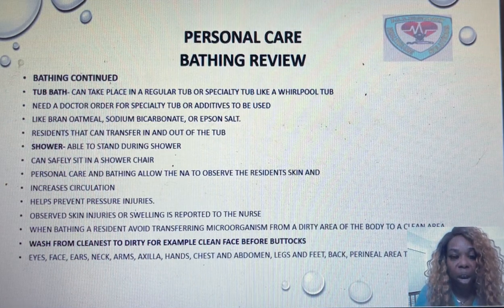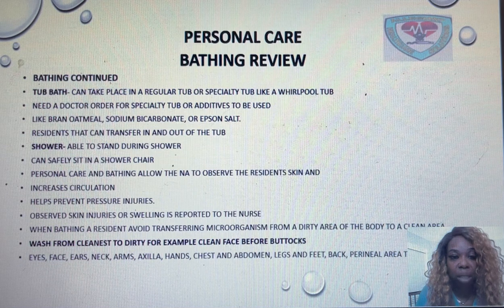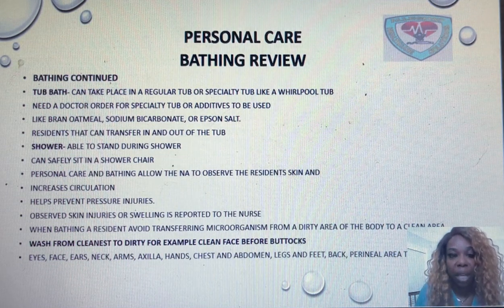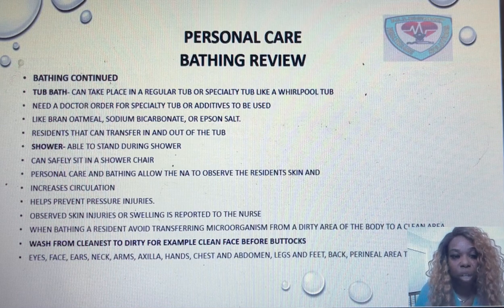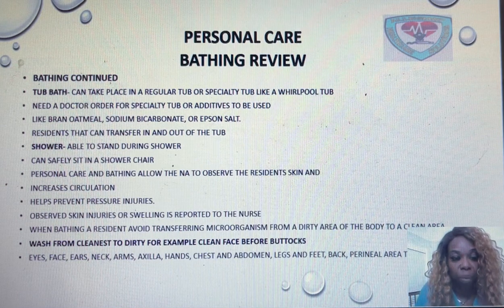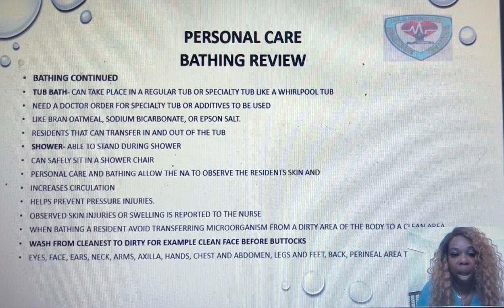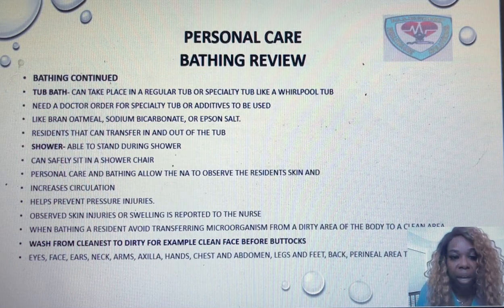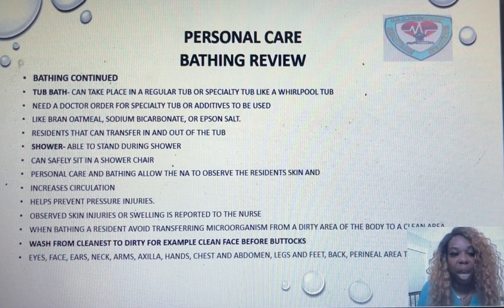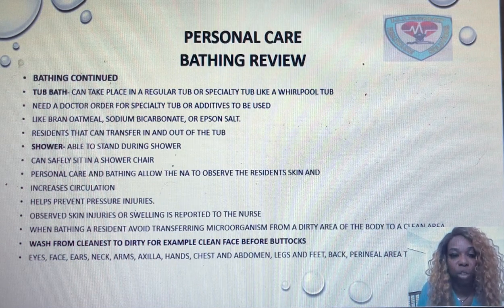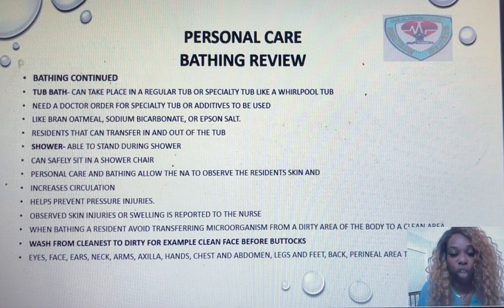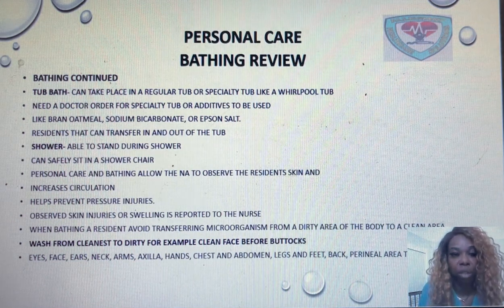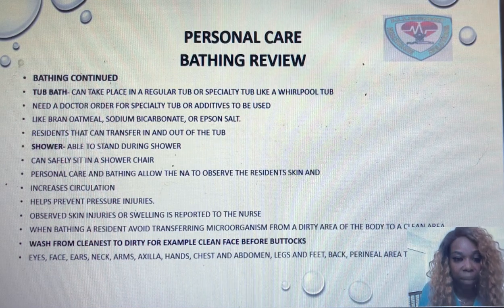Residents that are eligible to utilize the tub will not have problems sitting upright or transferring in and out of the tub. You want to make sure that your resident doesn't have any problems with standing before they are given a shower. And if a resident is in a shower and they begin to get weak, you want to make sure that you utilize the shower chair, and you want to make sure that you apply the brakes for the shower chair so that you can continue cleaning their skin.